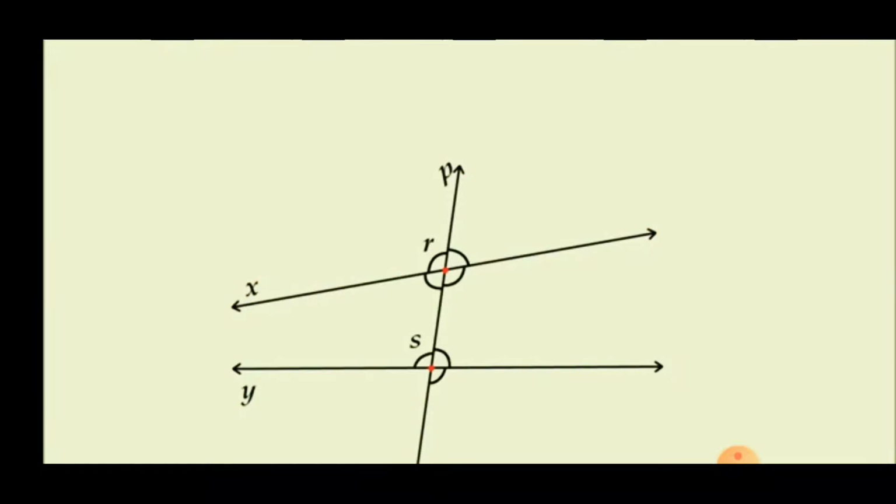Have you noticed the angles made by the transversal line P in the given figure? How many angles have been made? 4 angles have been made by the transversal line at point R, and another 4 angles are formed at the point S. What angles are formed when a transversal intersects a pair of straight lines? Let's name them as 1, 2, 3, 4, 5, 6, 7, and 8.